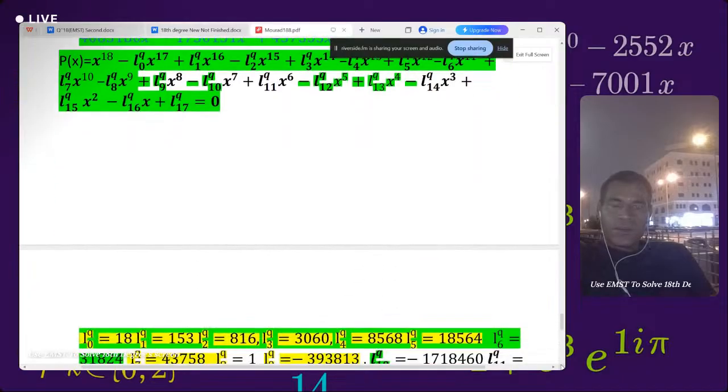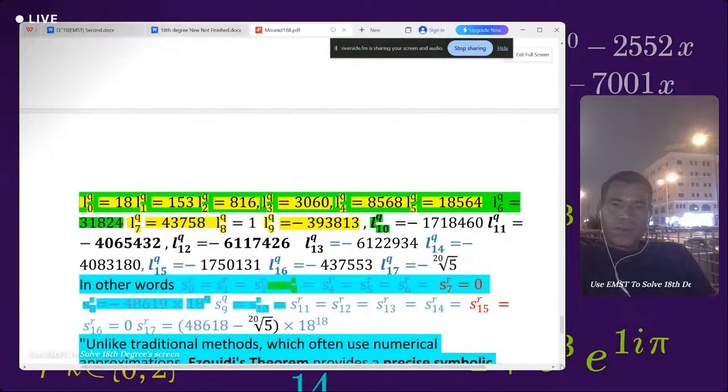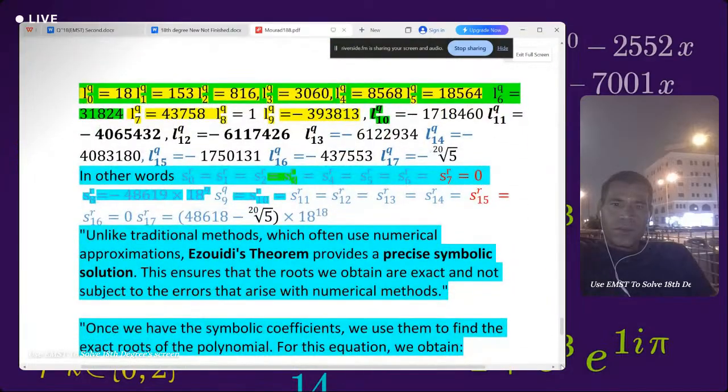That sounds potentially very computationally intensive for degree 18. Calculate all those S though. You'd think so, wouldn't you? But here's where it gets really elegant, especially for the specific polynomial we're looking at. What happens when we apply this theorem, this process, to our big degree 18 example?